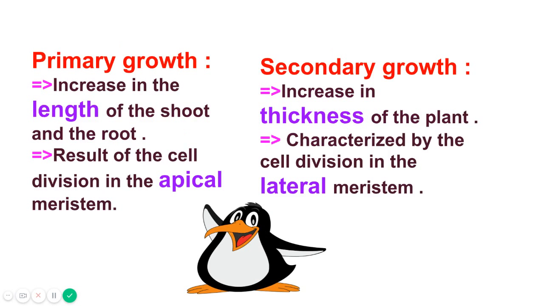Primary growth, students, is the increase in the length of the shoot and the root. On the other hand, secondary growth is the increase in the thickness of the plant. Primary growth is the result of cell division in the apical meristem, that is at the tip, whereas secondary growth is characterized by cell division in the lateral meristem, that is on the sides.